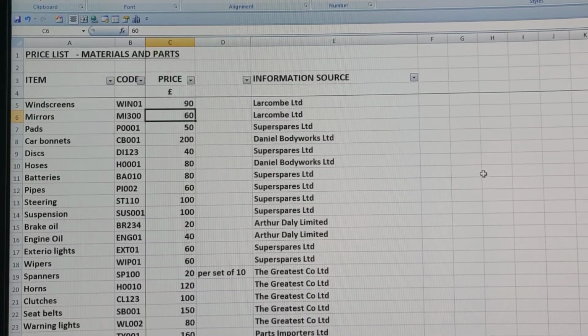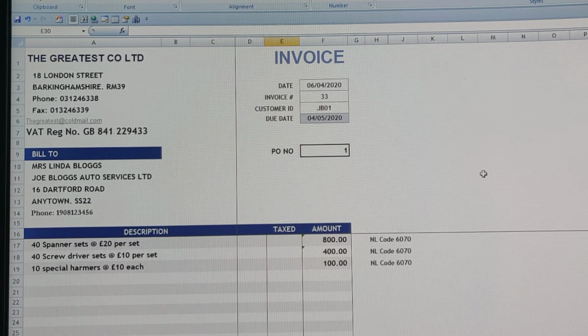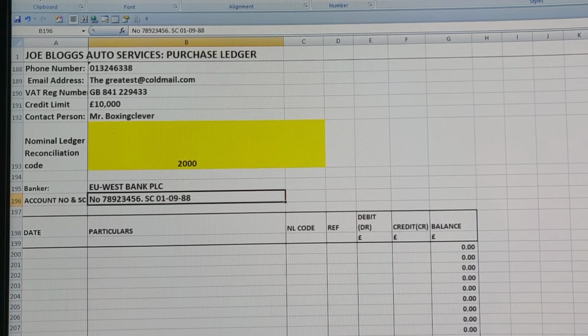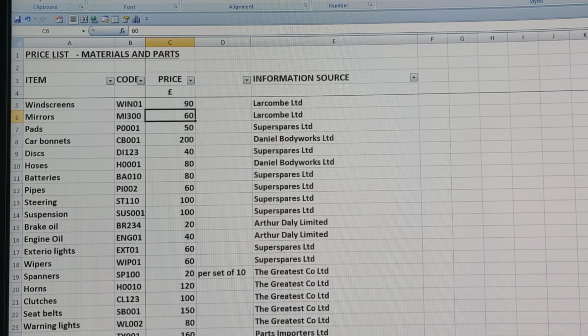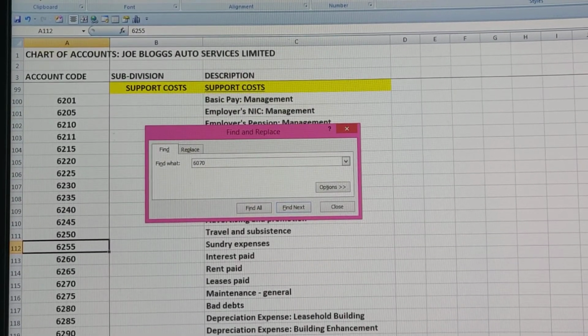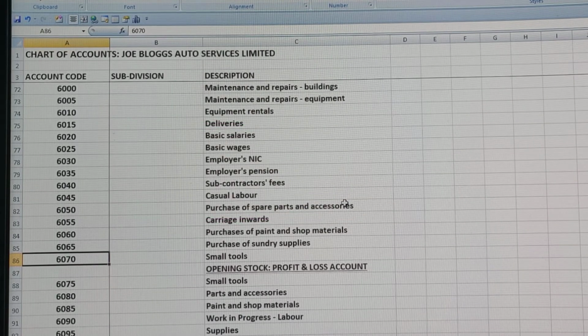Now, another thing is this invoice. Have we coded them? They need to be coded. What I mean by coding is describing what the transactions are, where we go in the nominal ledger. We are giving each item code number 6070 in the nominal ledger. 6070, what does it mean? If you check the chart of accounts, 6070 comes under small tools. So it's okay. Everything is fine with this invoice.